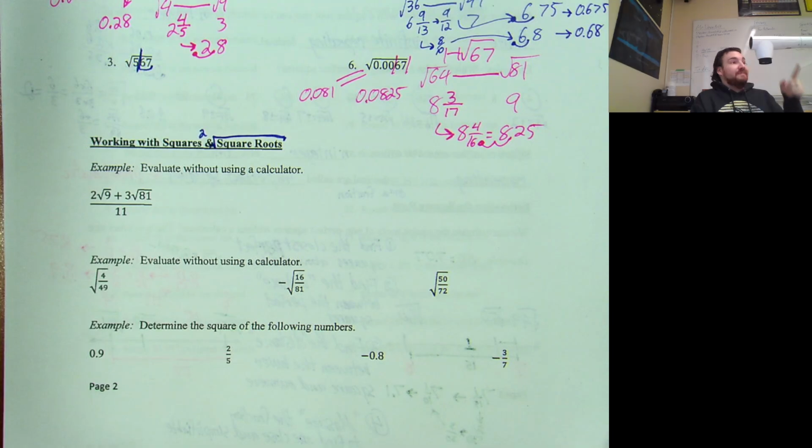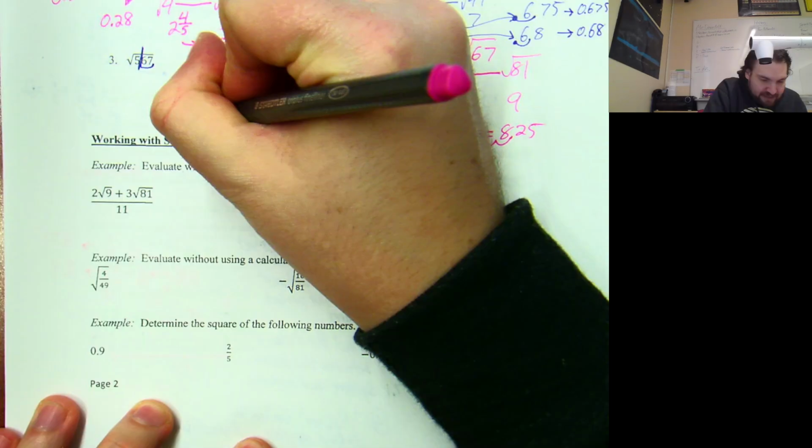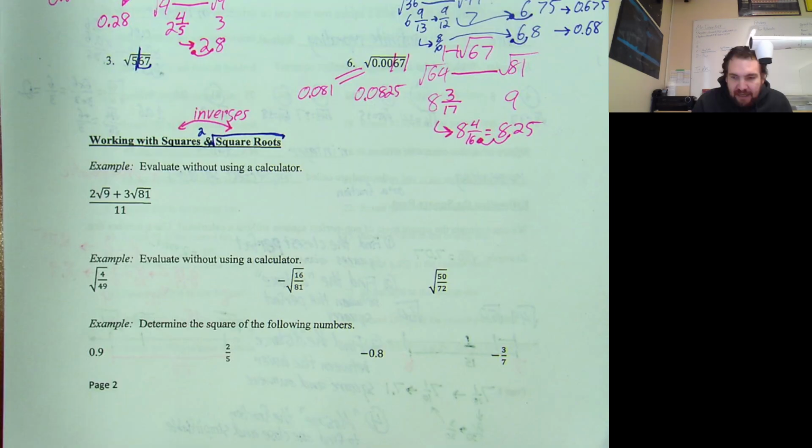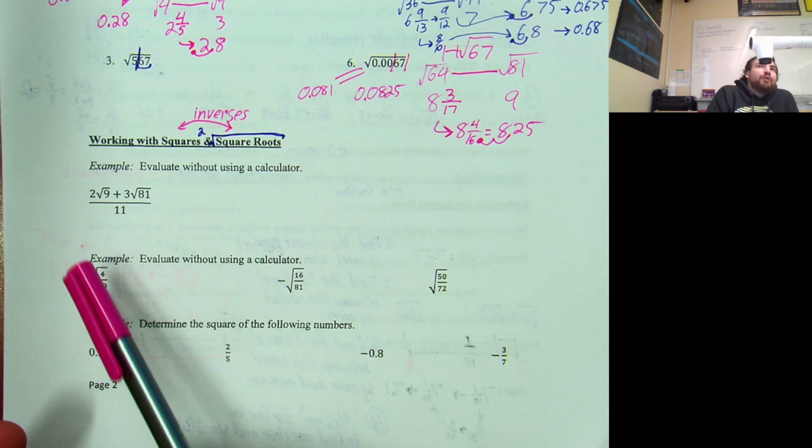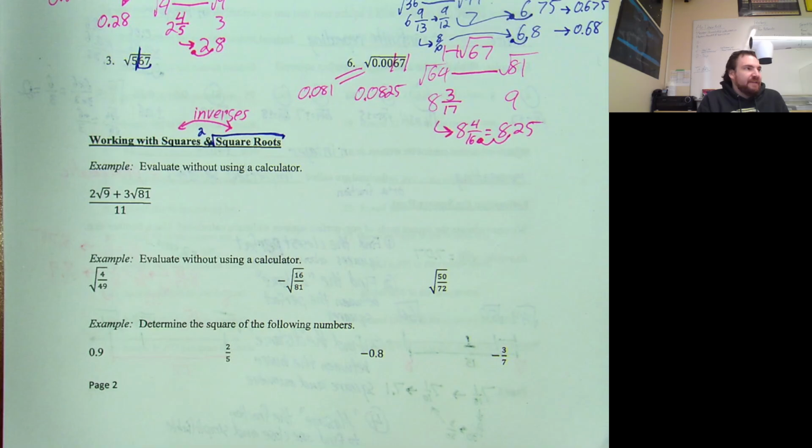They are inverses of each other. They are inverse operations. These two operations are inverses, which is going to help us here momentarily. How is this going to help us here? Well, I'm going to now have to start evaluating these kinds of things: 2 root 9 plus 3 root 81 divided by 11.